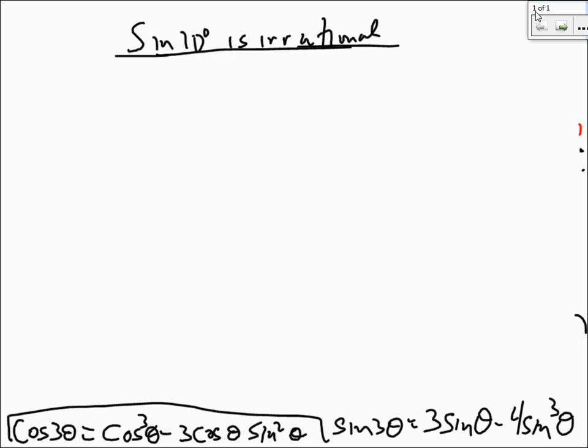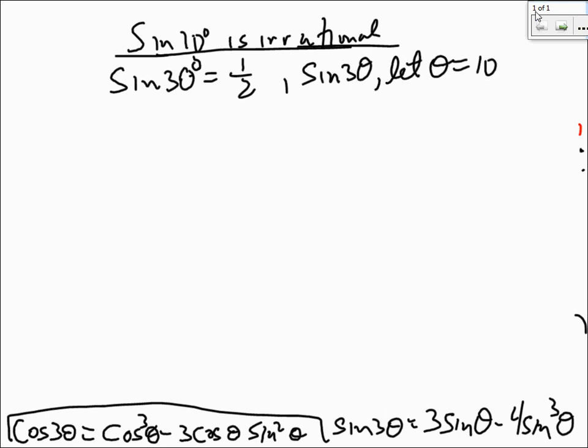So we know that the sine of 30 degrees is equal to 1/2. So let me write that. The sine of 30 degrees is equal to 1/2. The sine of 30 degrees is 1/2. And in sine of 3 theta, let theta be 10 degrees.